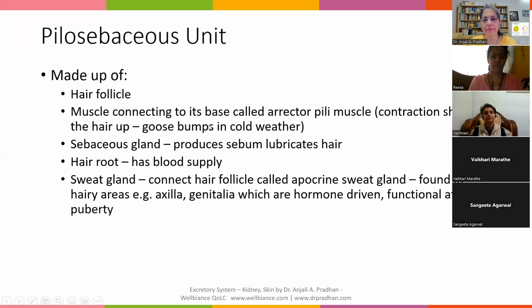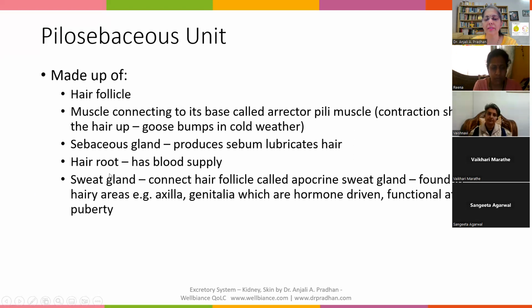Pilosebaceous unit. We have seen this pilosebaceous unit made up of hair follicle, and a muscle connecting to the base of it, the erector pili muscle. Its contraction shoots the hair up, goosebumps in cold weather. This unit also has a sebaceous gland, which produces sebum, it lubricates hair. Hair root has blood supply.